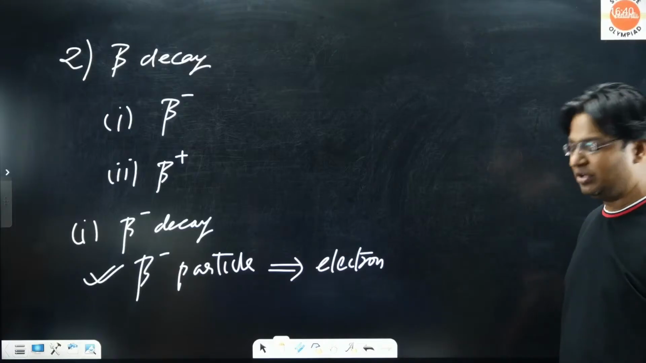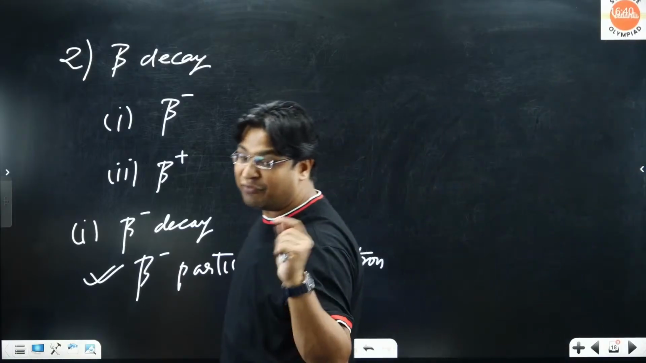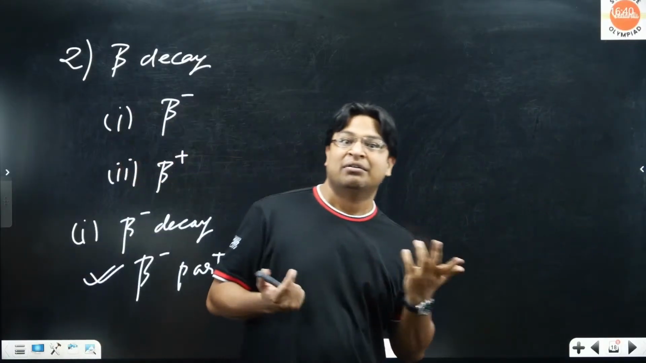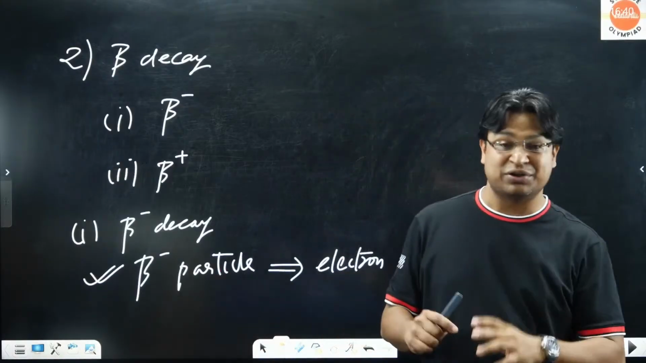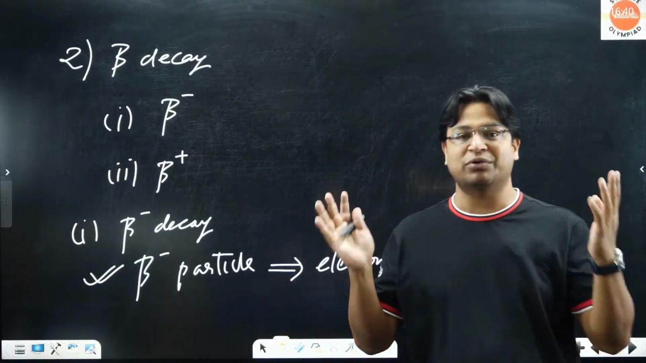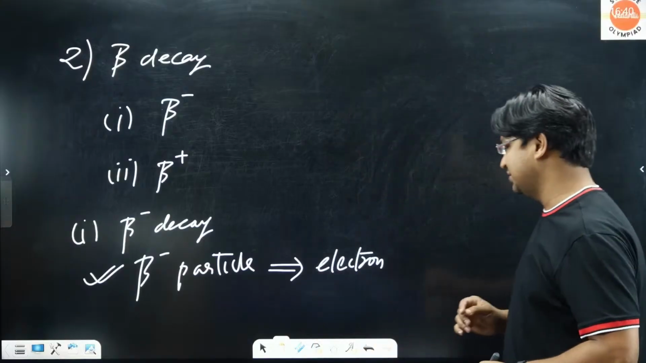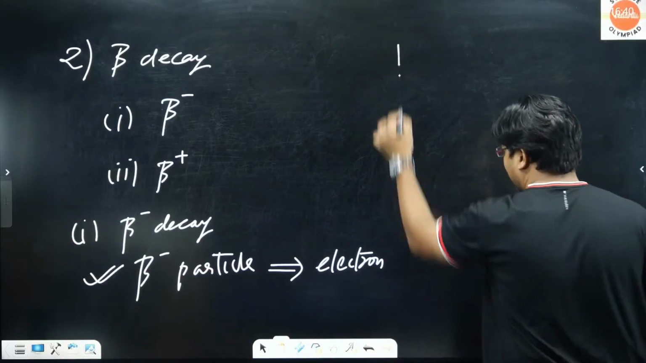Okay, it is simply an electron, but this electron is formed within the nucleus. But sir, there is no electron in the nucleus. Yes, it is not. It is created in the nucleus and then it is thrown out of the nucleus. It is ejected out of the nucleus. Okay, now how does this happen?